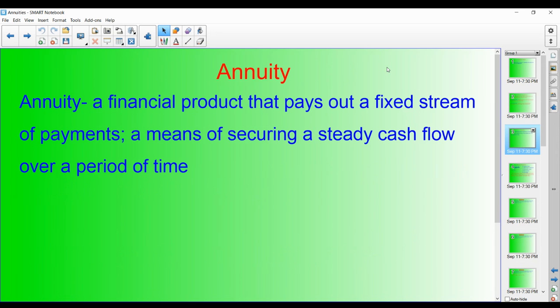An annuity is a financial product that pays out a fixed stream of money. Okay, it's a steady cash flow. An example of this is an IRA. Lots of our families put money into a retirement account. We put in a certain amount monthly so that at the end we can take out how much we need to live after we're done working and we've retired.